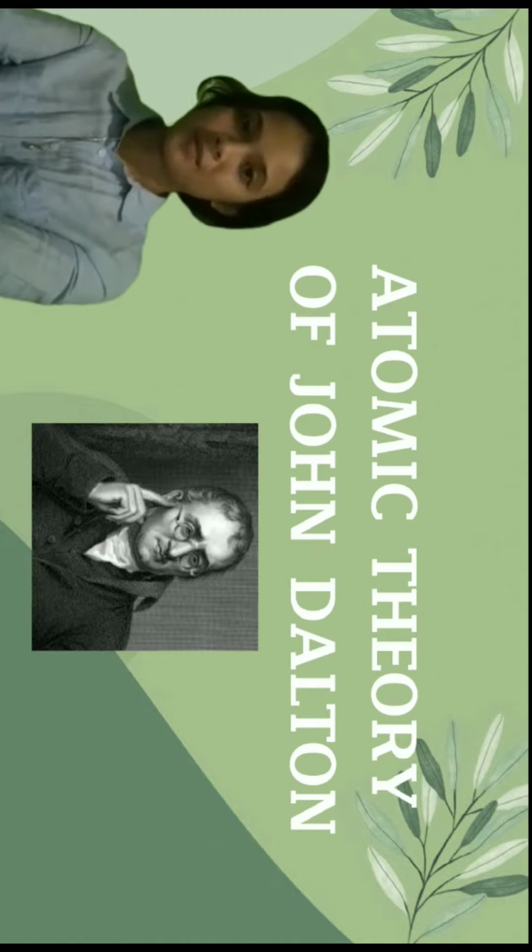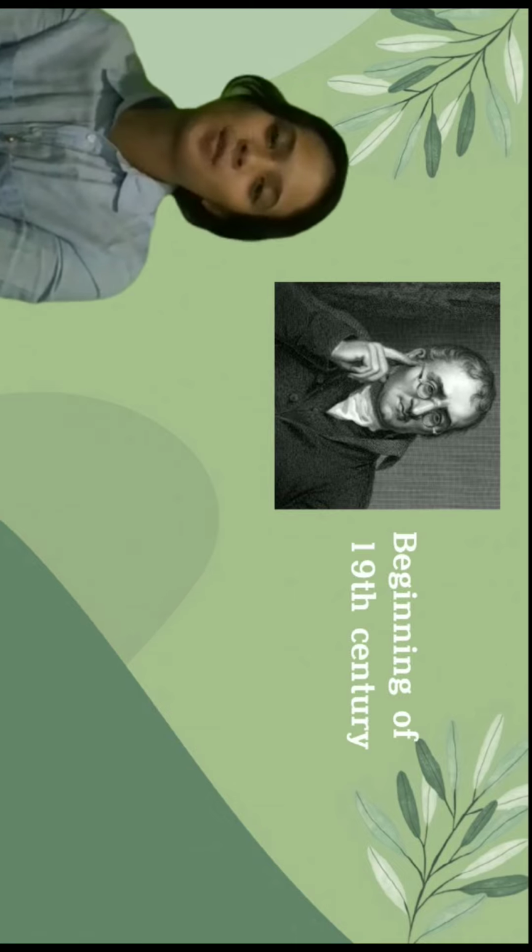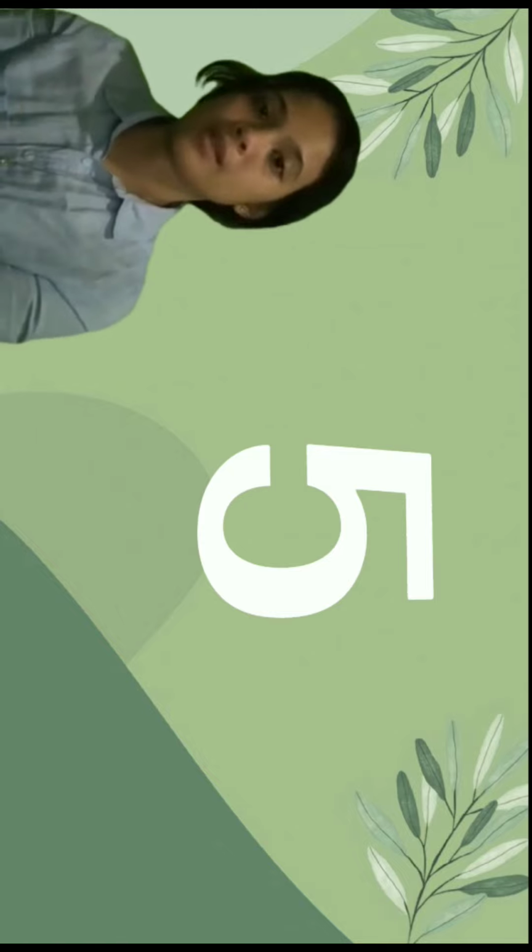Hi everyone, I am Zakia Minbias and we're going to talk about the atomic theory of John Dalton. At the beginning of the 19th century, the English scientist John Dalton proposed a theory called the atomic theory, and this became the basis of the study of chemistry. There are 5 main postulates of this theory.